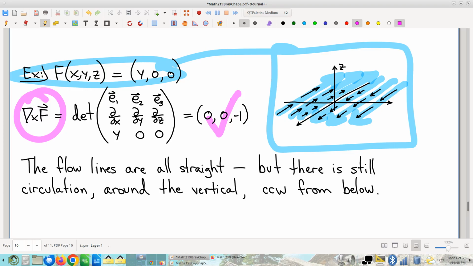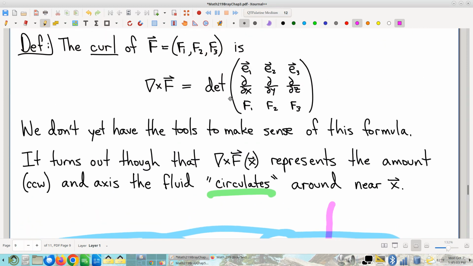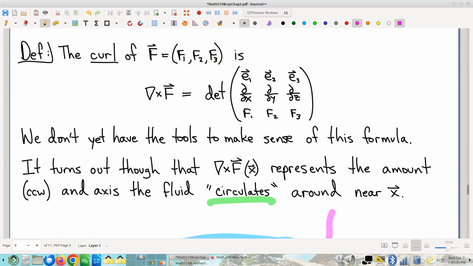Okay, so here's the subtle distinction. When we talk about the rotation of the fluid, we're not talking about rotation of individual single particles of fluid. It's just not what circulation is. Now, how were you supposed to know that back here in this definition? You weren't. I pointed out this is kind of a hard thing to describe.